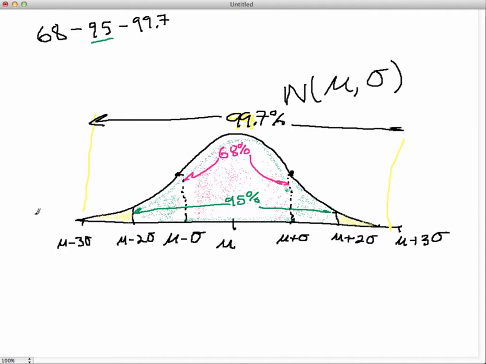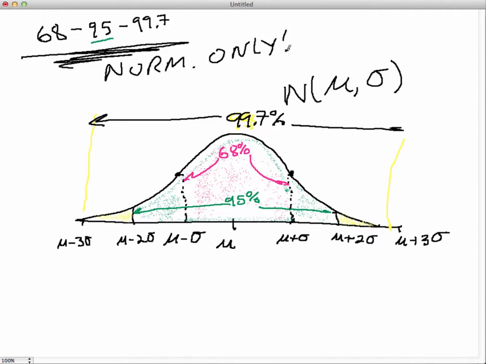All right, so the 68, 95, 99.7 rule is a very important rule. We're going to use that as we move forward in the class. But one thing to keep in mind is really important: this is only for normal distributions. It does not work, this little rule of thumb does not work in a skewed distribution or any other crazy shapes. It only works in the normal one.